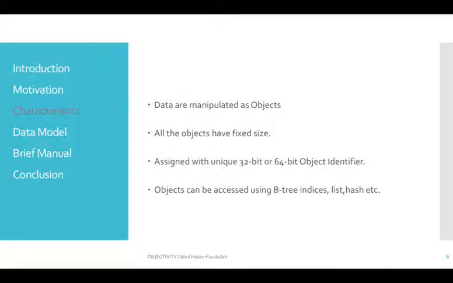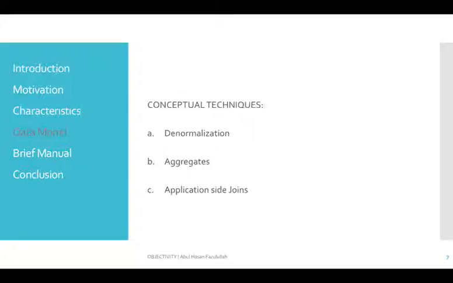And here are the few characteristics of this database. All the data are manipulated as objects and all the objects have fixed size. And every object is assigned a unique 32-bit or 64-bit object identifier, and the objects can be accessed using B-tree indices, lists, hashes, everything.